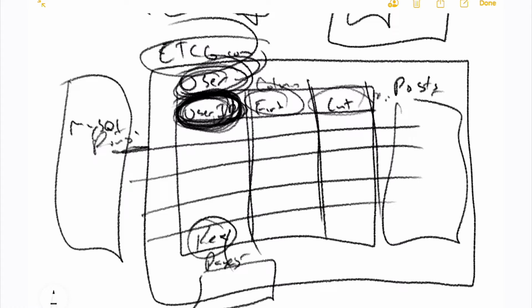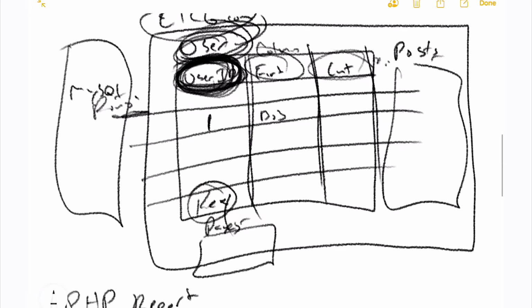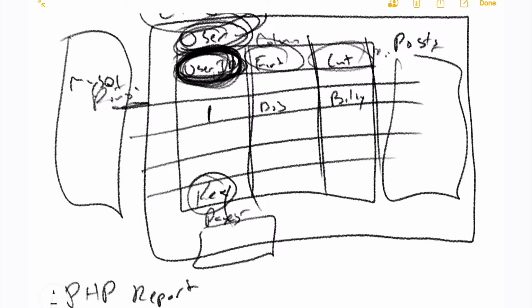So we have a user ID of 1, a first name of Bob, a last name of Billy, and so on and so forth. User ID 2, and this is Sue, Stevens, and so on and so forth. User ID 3, and so this is where the records are, and that's how you'll then store the records.